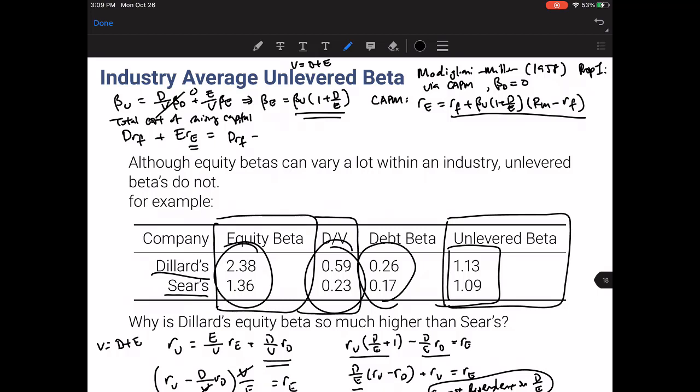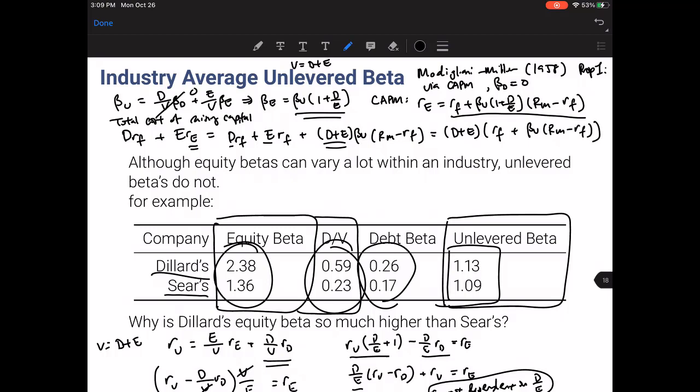We have E times, let me just multiply it out. So we have E times RF plus D plus E times beta U times Rm minus Rf. Okay, and then we can factor out D plus E, right? And that will give us D plus E times Rf plus beta U times Rm minus Rf.